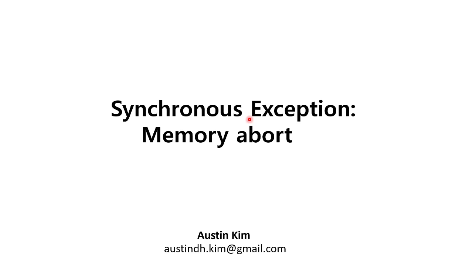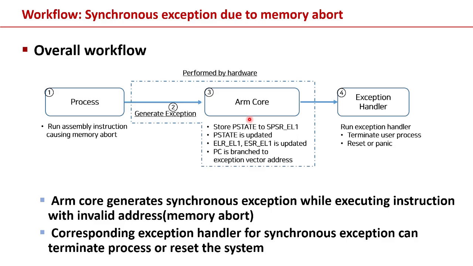In the last lecture, I introduced the primary concept of synchronous exception. And then I explained that there are two causes which generate synchronous exception. The first one is memory abort, and the second one is a system call that is invoked by the SVC instruction. In this lecture, I'm going to explain how synchronous exception is generated due to memory abort.